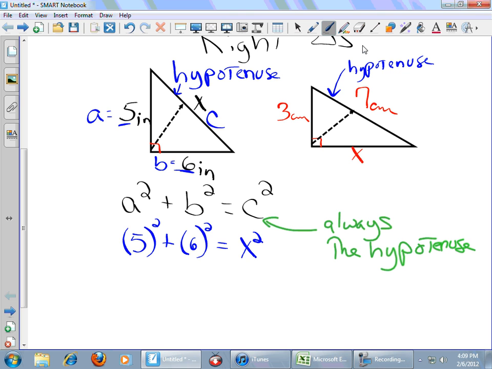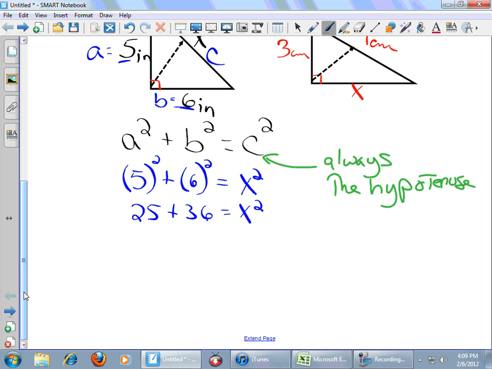Okay, now using my order of operations, I have to do exponents before I can add, so I will square 5 to get 25 plus 36. That'll equal x squared. Now, 25 and 36, I believe, is 61. But that's not what x equals. That's what x squared is. How do I undo a square? Well, I undo a square by taking the square root of both sides.